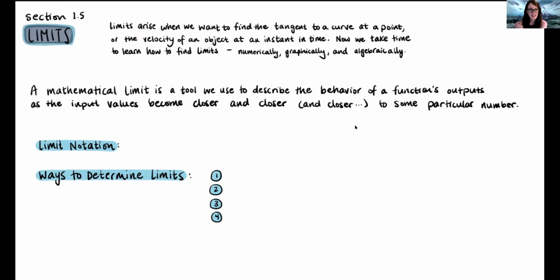In this section, we're just going to develop the mathematical skills and the tool of a limit. We're going to find limits several different ways. We'll talk about all of them, but for now we can think of them as numerically, graphically, and algebraically, with a 4th way that is a little more straightforward.